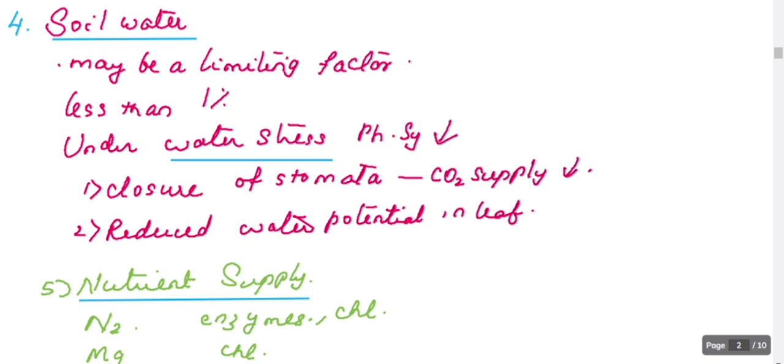Why? Because whenever there is water stress, plants close their stomata, because stomatal closure will reduce the loss of water through transpiration. For that, abscisic acid is helping. Abscisic acid is known as the stress hormone. So carbon dioxide supply will gradually decrease, because the stomata are closed. How can carbon dioxide enter? As a result, the rate of photosynthesis will also decrease. Another effect is reduced water potential in the leaf. That is, less water means less water potential. So transport also will get affected.